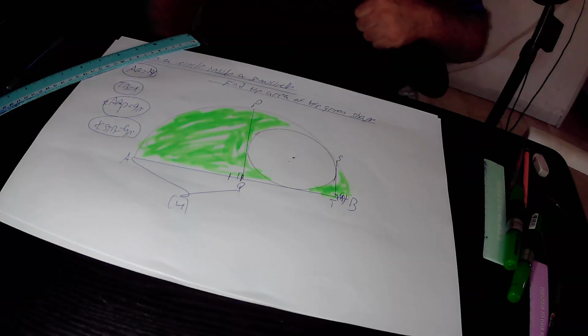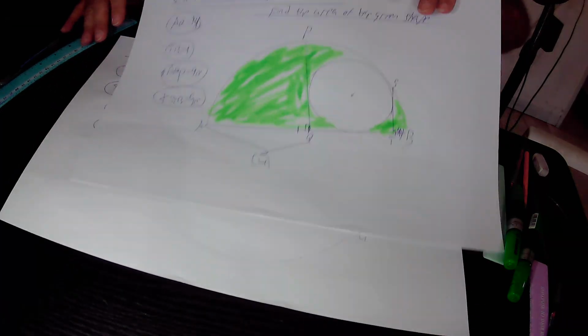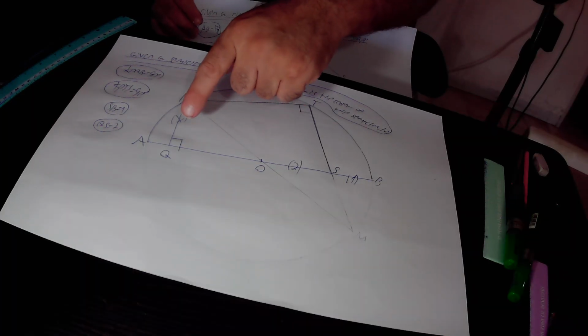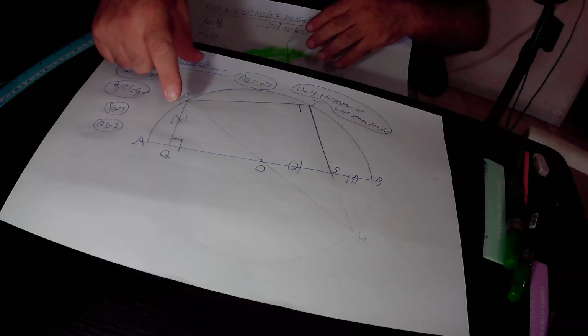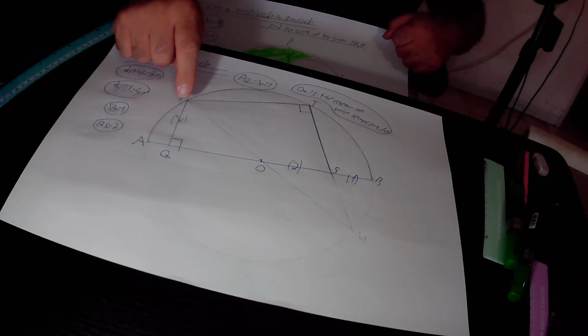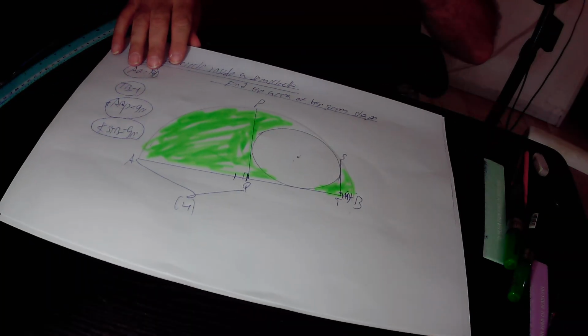And now in this lecture I will answer two questions. In the first question we find out the area of this green shape, and in the second question we will find out the length of this line segment PQ. The length of this line segment PQ is equal to x. We have to find out the value of x. So we start with the first question.